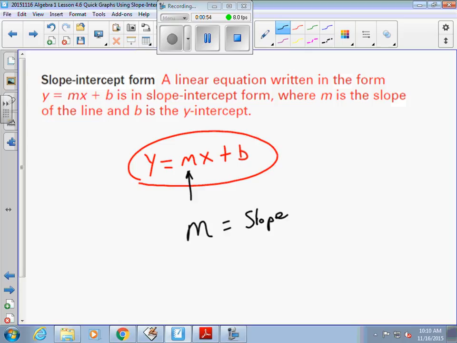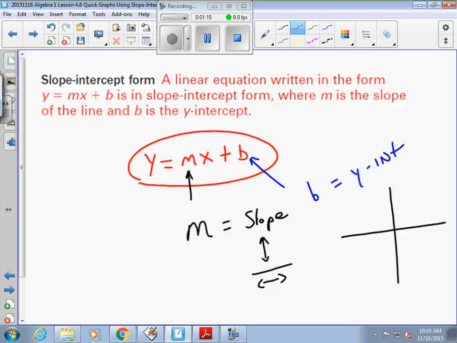Remember what slope is. That's rise over run. How many times it goes up or down, over how many times it goes left or right. B is your y-intercept. B's value is your y-intercept. Remember what your y-intercept is. If you're looking at a plane and a graph goes through it, this is your y-axis, the one going up and down. The y-intercept is that point right there where it crosses through the y-axis. So again, y and x will remain as variables. M and b will be the things we're looking for to graph these equations.